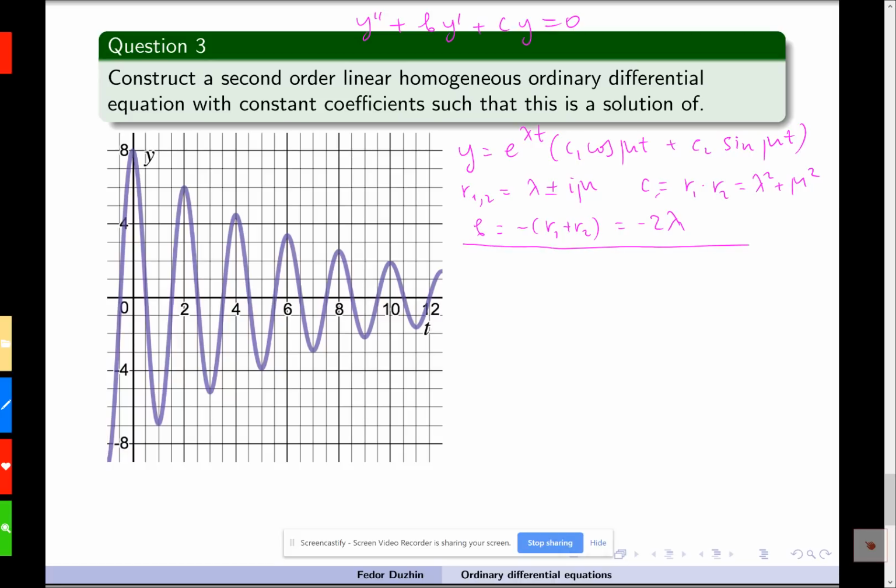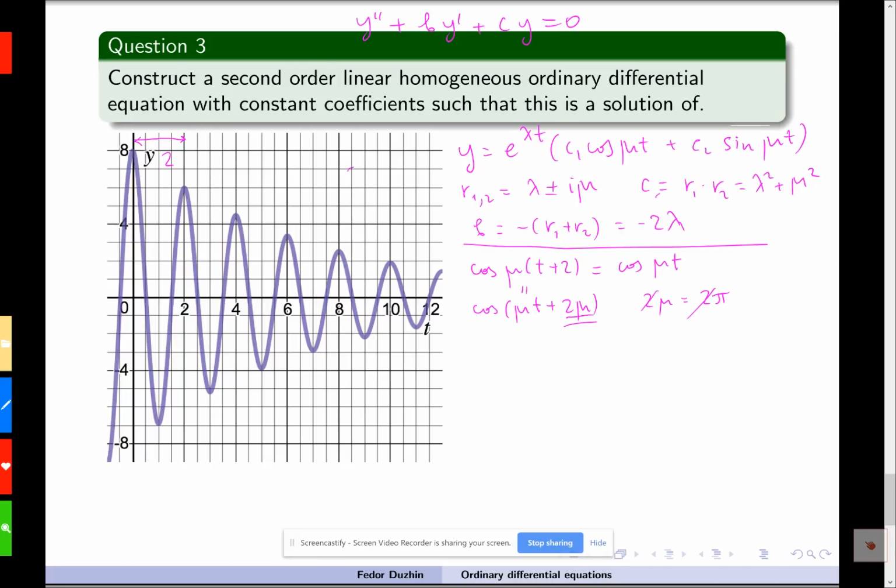Now, how can we find lambda and mu here? Let us first do mu. Actually it doesn't matter, we can do them independently. The quasi-period of oscillation is 2. So it means that cosine of mu t plus 2 equals cosine of mu t. While at the same time, cosine of mu t plus 2 is cosine of mu t plus 2 mu. So it means that 2 mu must be a period of the original cosine, which essentially means that 2 mu is 2 pi. Canceling here, we see that mu equals pi. So this is how we find mu.